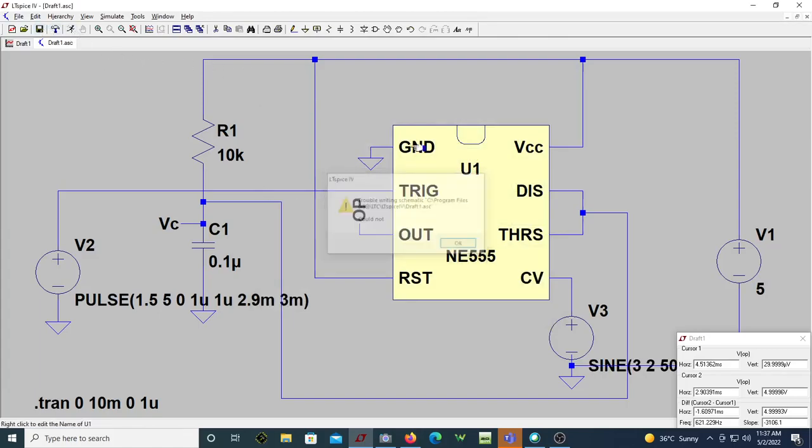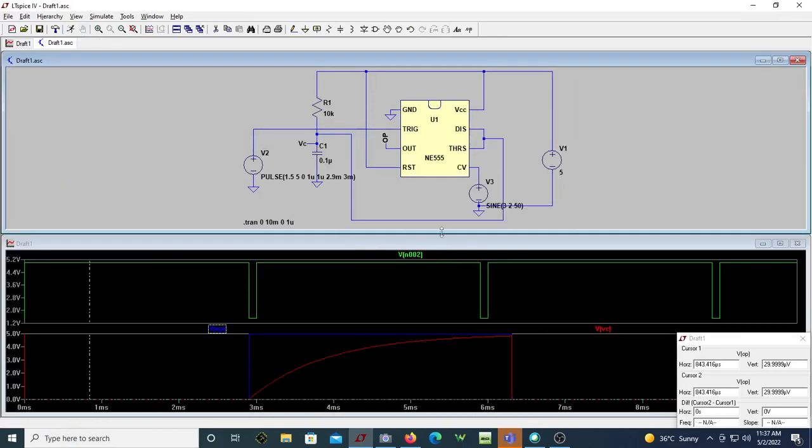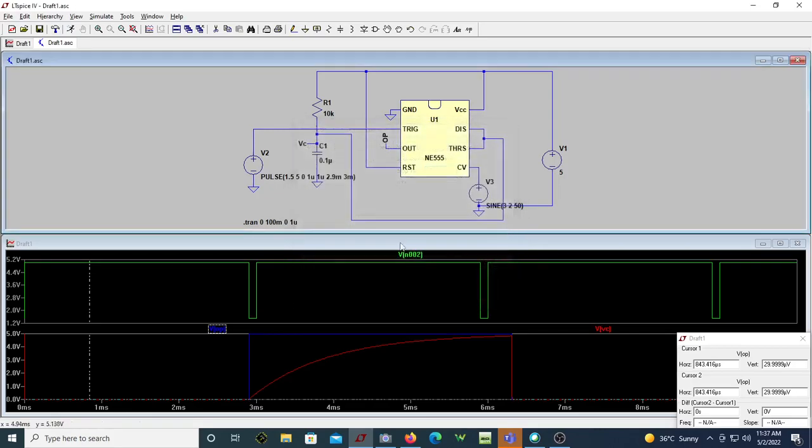If I run it now, what's happening? Oh, sorry. If you want to see this width variation, let me see it for more time. The only thing is that this time has to be modified so that you can see it more effectively. Let me make this around 100 milliseconds so that you can see 10 cycles.